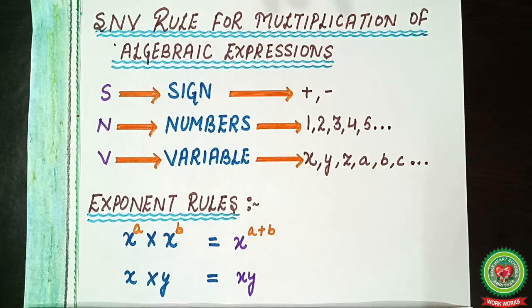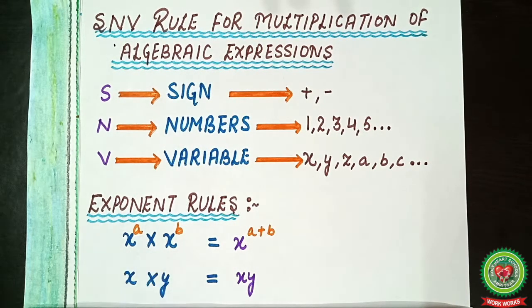And the exponent rule, what does it say? Whenever we take the same variable or like variables, with different powers or the same power, the base will be the same and the powers will be added when they get multiplied, right? So x raised to power a multiplied by x raised to power b is equal to x raised to power a plus b, and x multiplied by y is equal to xy. So let's get started with today's topic, that is monomial multiplied by binomial as well as trinomial.